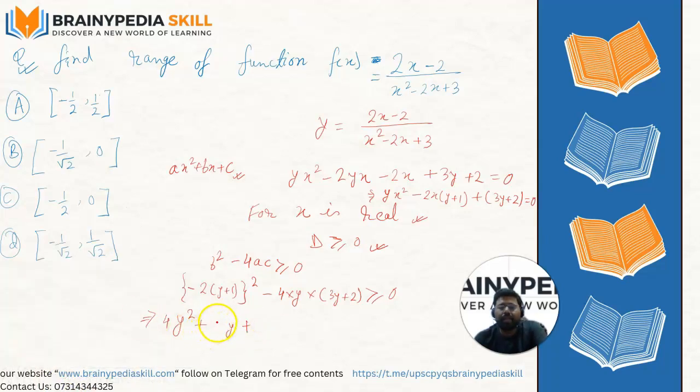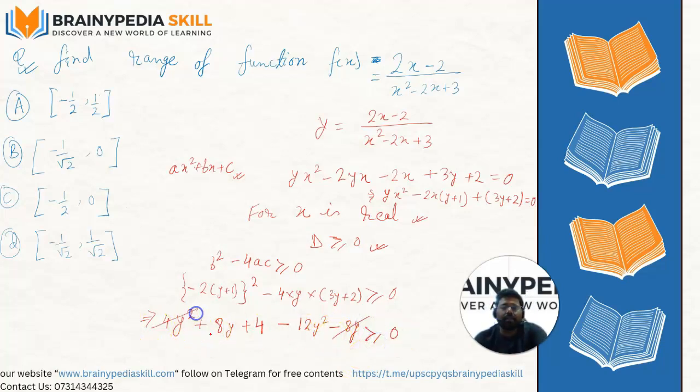So 4 to the 8y plus 4, right? Minus 4 3 is a 12y square. 4 3 is a 12y square minus 4 2 is a 8y, I guess. That's what we are getting. Yes or no? And this must be greater than or equal to 0.